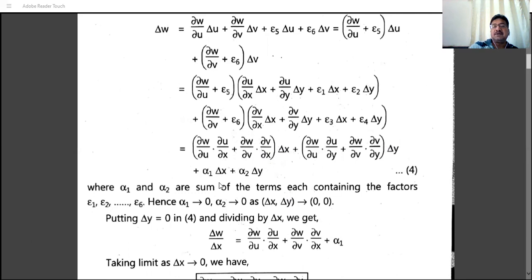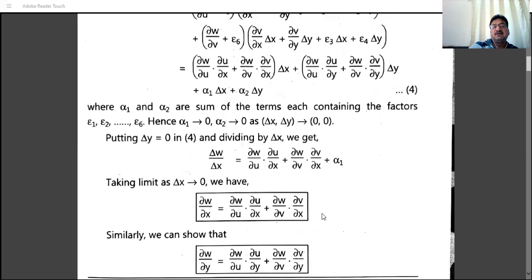And then here is plus alpha 1. So if we substitute delta y equal to 0, we have this term is 0, this term is 0. And if we divide by delta x, then we have delta w by delta x is equal to this bracket, this bracket, where delta x by delta x is 1, and this is plus alpha 1. So this bracket plus alpha 1, if we substitute delta y equal to 0.